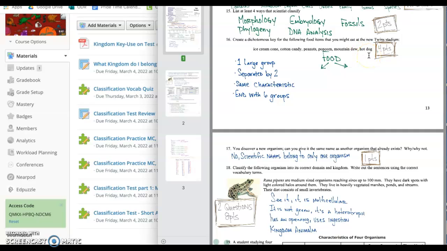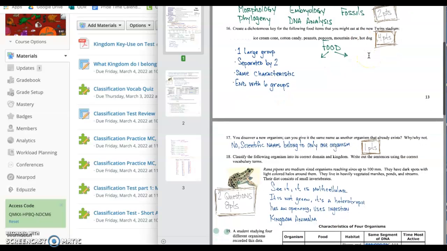And yes, there will be a question like this on the short answer portion of the test, so be ready to do that. And by the way, there's probably for the test question 15 ways to do it right. So just be sure that you're doing separations into 2 groups each time, and make sure that the things that you separate it with are visible.